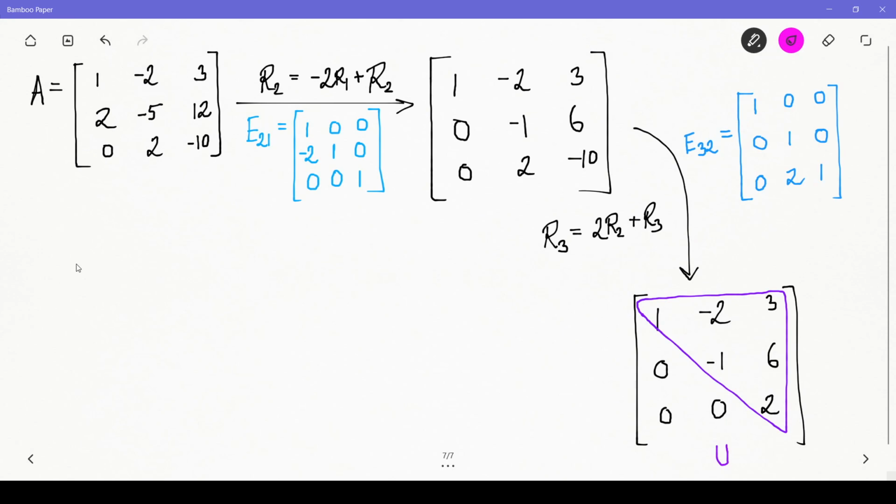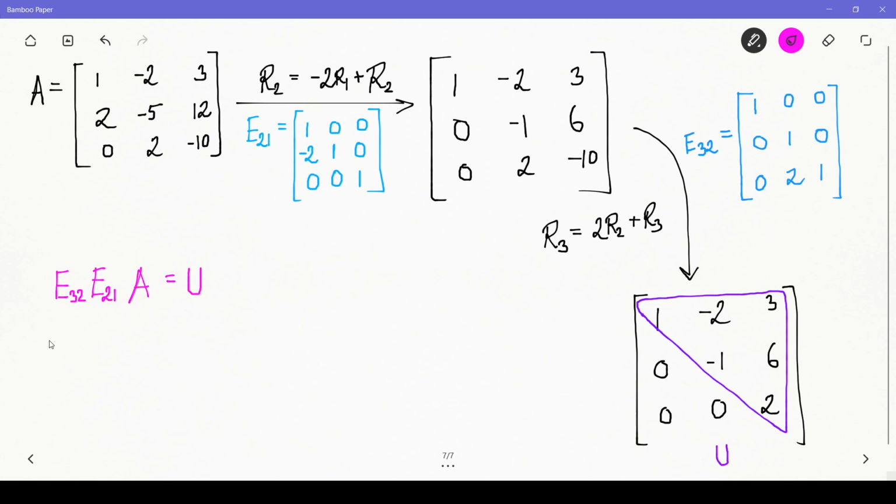So recall that what did we do with our elimination matrices? If we had our original A, firstly we multiplied E sub 2 1 at the left of A, and we got something like this. Then again we multiplied E sub 3 2 at the left of both of these matrices, and we got something like this, which was the upper triangular matrix. So this thing gave us the upper triangular matrix U.